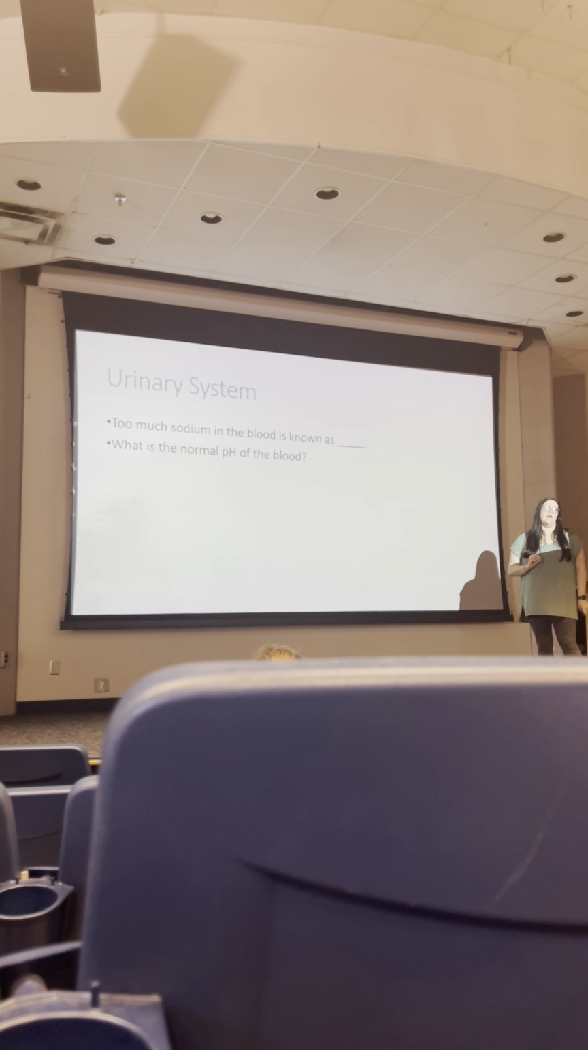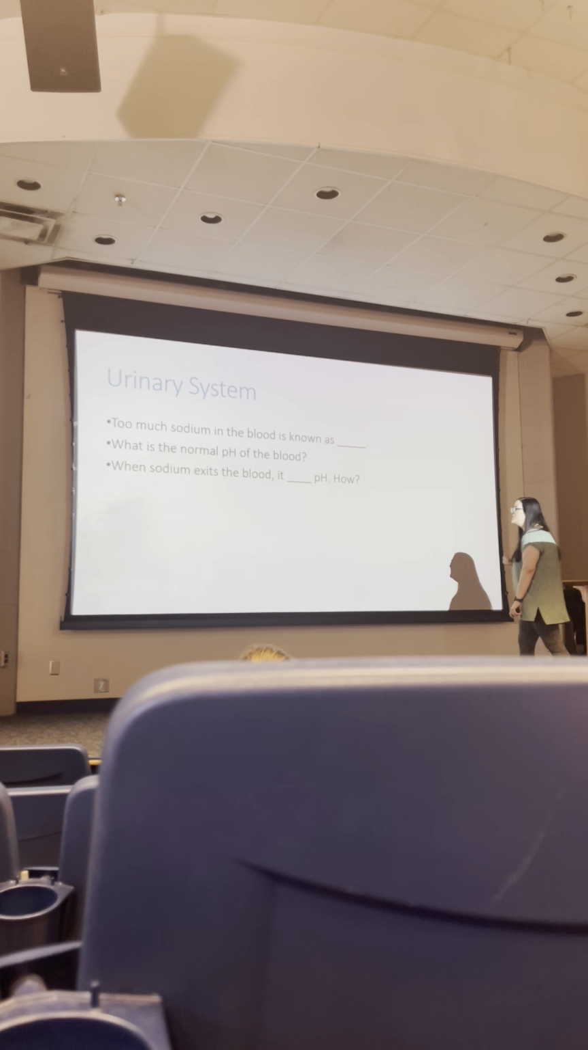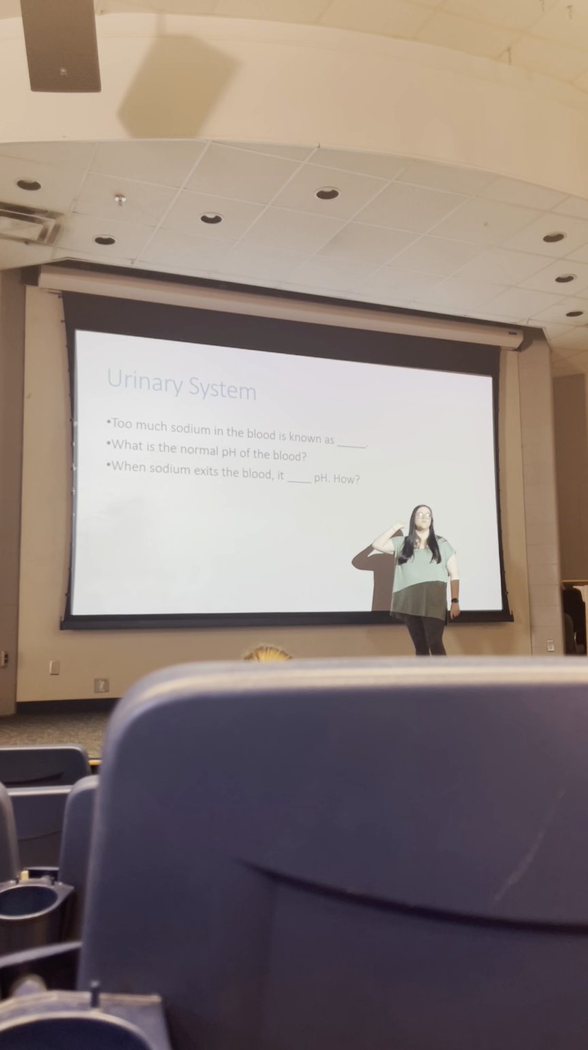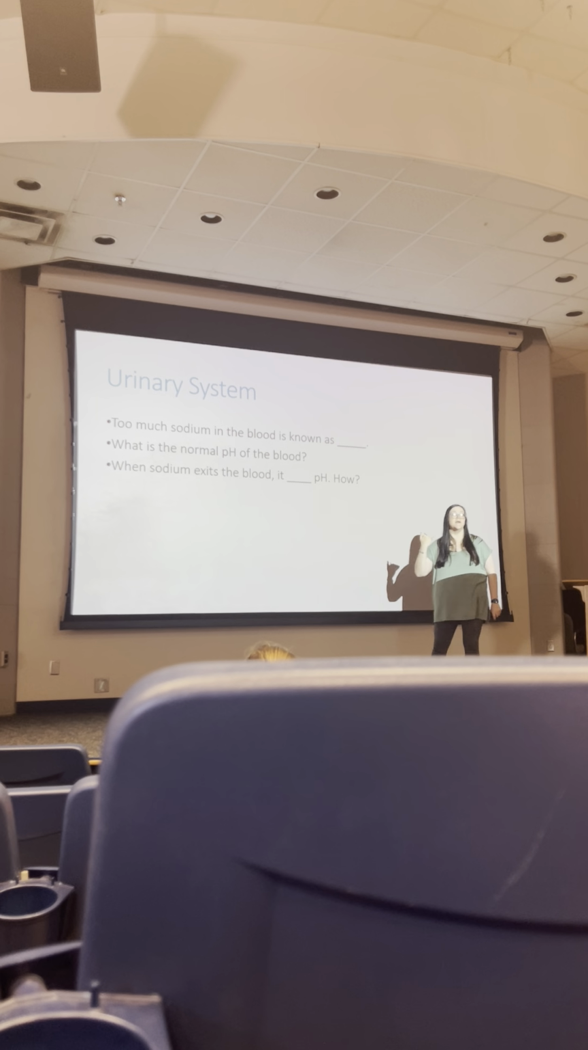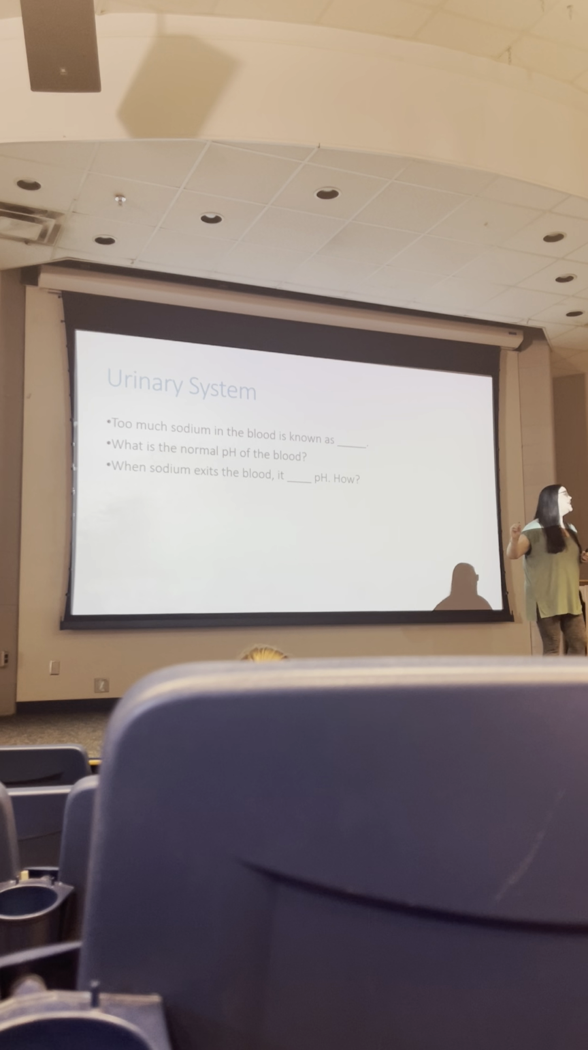Our normal pH of the blood, what are we working with? Right, so almost neutral, 7.4, we're slightly basic. If sodium exits the blood, what does it do to pH? So this is going to rely on your knowledge of understanding that sodium uses a counter-transport channel protein. If I say sodium uses a counter-transport, that means that whenever sodium goes one direction, something else has to go the opposite side, right? It's a counter-transport. Very important to understand that sodium pairs with hydrogen.